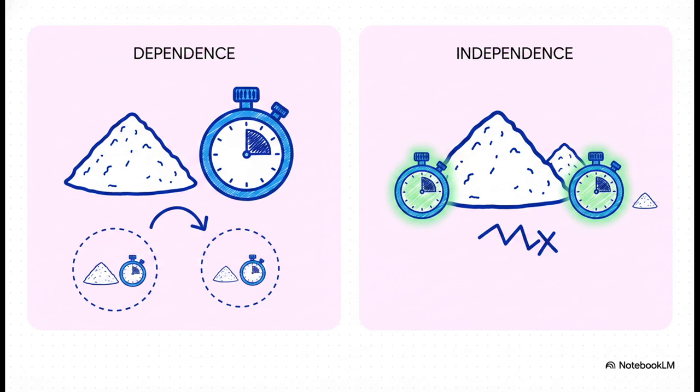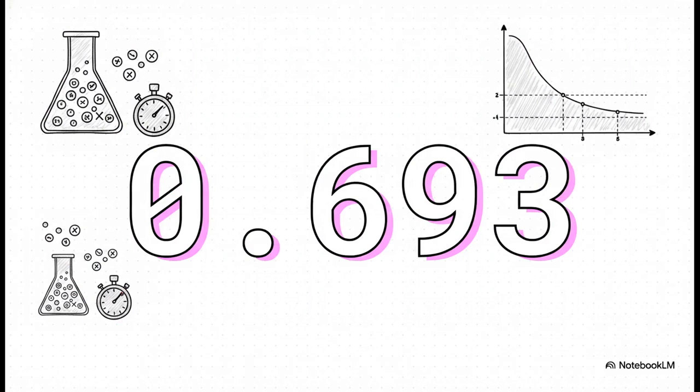A zero-order half-life is directly proportional to the initial concentration of the reactant. But look at the first-order half-life. It is completely independent of how much material you started with. In fact, for a first-order reaction, the half-life is always going to be this magic constant number, 0.693 divided by the rate constant k. It doesn't matter if you start with a ton of a chemical or just a tiny microgram, the time it takes for half of it to react remains exactly the same.